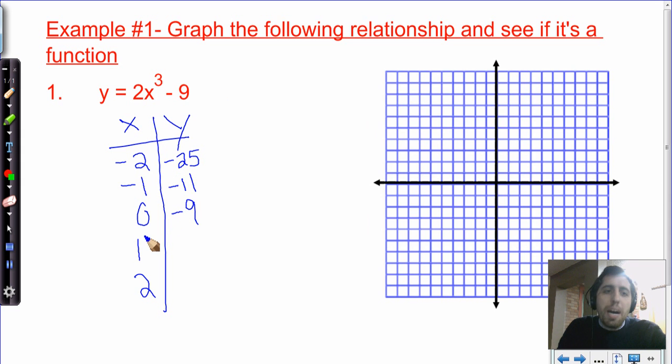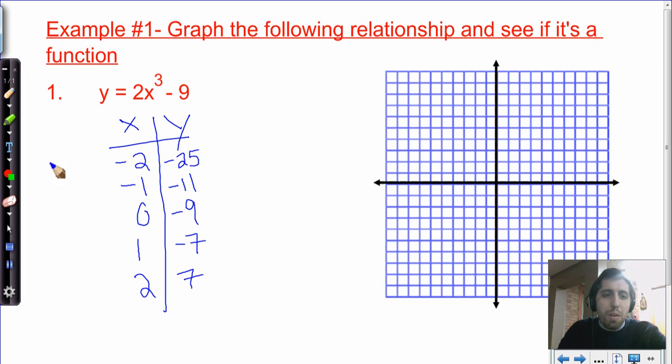1 to the third power is 1, because if you multiply 3 ones, you get 1. 1 times 2 is 2. Minus 9 is negative 7. And 2 to the third power, 2 times 2 times 2 is 8. Times 2 is 16. 16 minus 9 is positive 7.